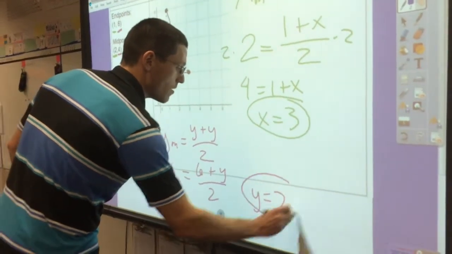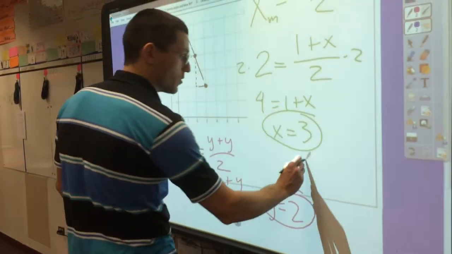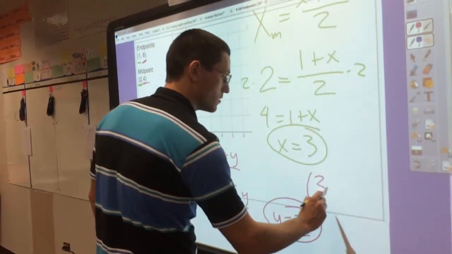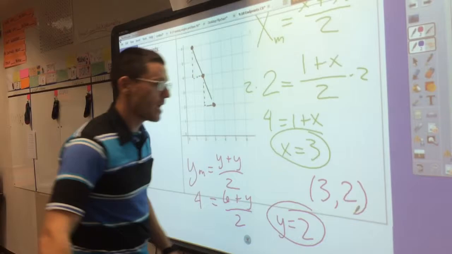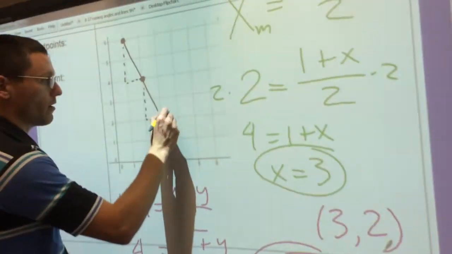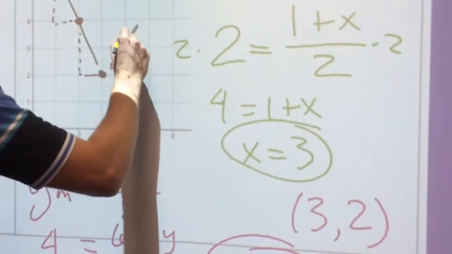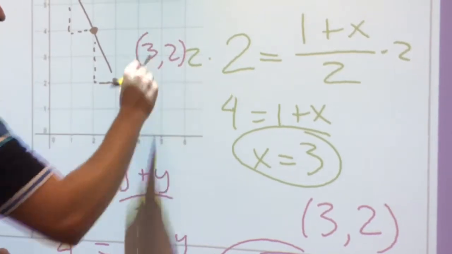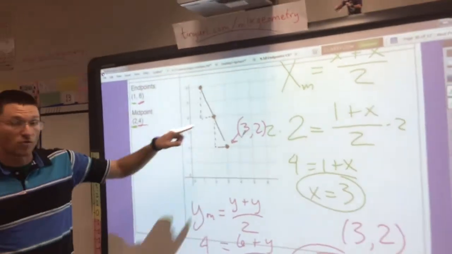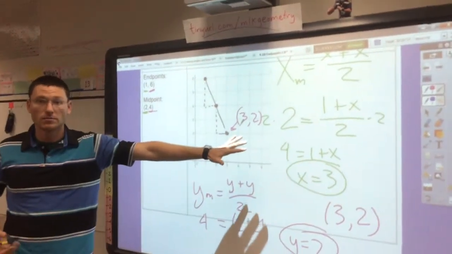2. Okay, so what we ended up with is an ordered pair. The 3 is our x, the 2 is our y. And if we look up to the graph, this point right here is 3, 2. So you can solve this problem using the graph or using our algebra.